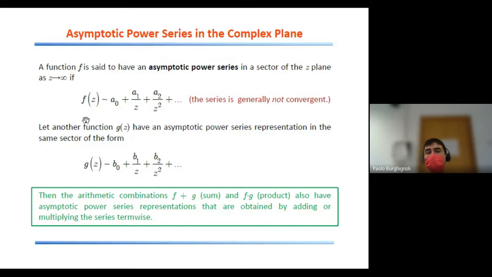Now, if you have another function g, and you have therefore another asymptotic power series representation with coefficients b instead of a, then it is true that if you perform the arithmetic combination f plus g, that is, if you sum the two functions, or the product f times g, then also those combinations have asymptotic power series representations, and they can be obtained by adding or multiplying the two series valid for the individual functions f and g.